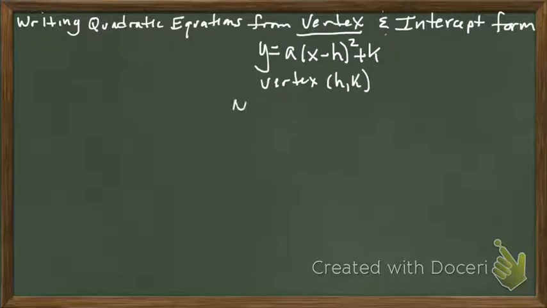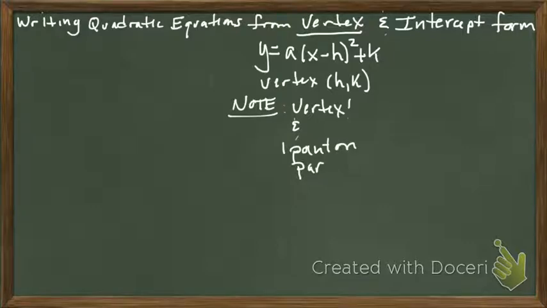Let's just make a note here. All you need to write from vertex form is the vertex and one point on the parabola. You need these two things. If you have those two things, you can easily write a quadratic function in vertex form.